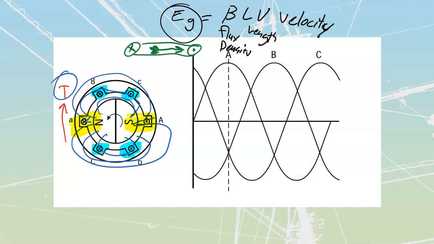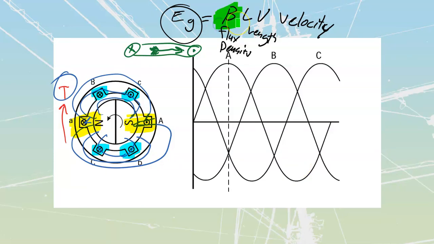Which means that the one that's got the greatest amount of lines is therefore going to have the greatest flux density. And if it's got the greatest flux density, it therefore follows that it's going to have the greatest value of voltage. And so we're going to take a look at that right now on this point A of the graph.